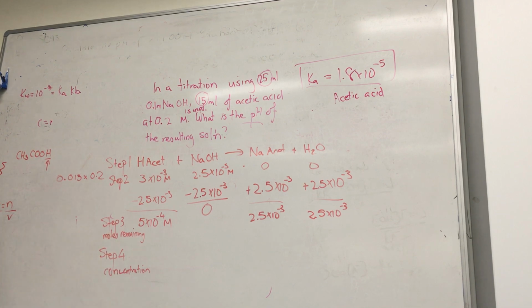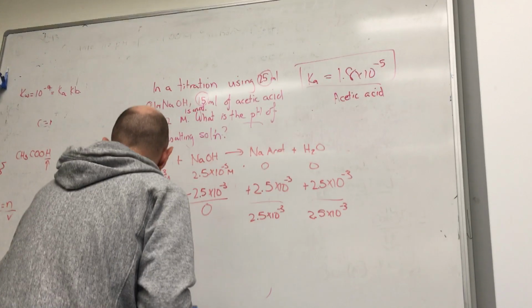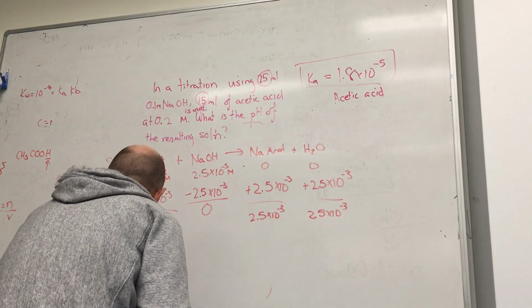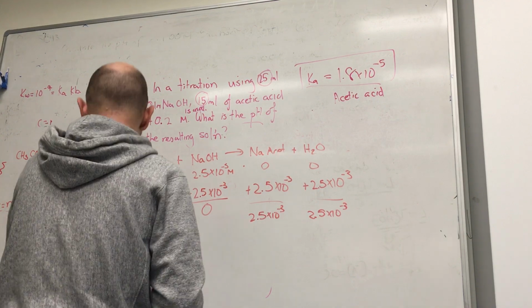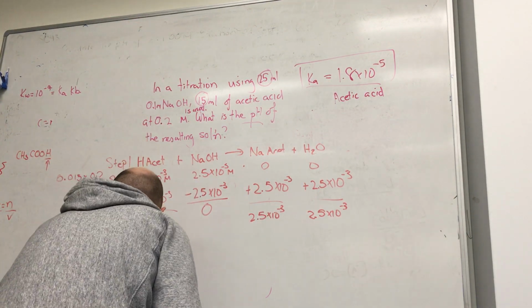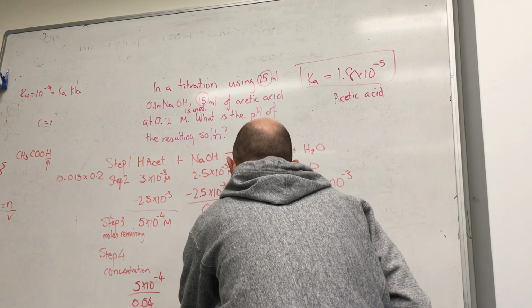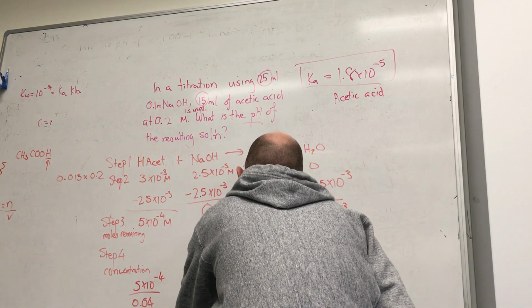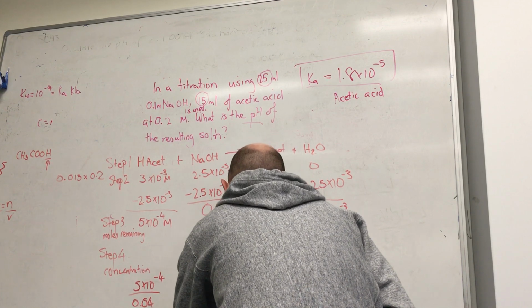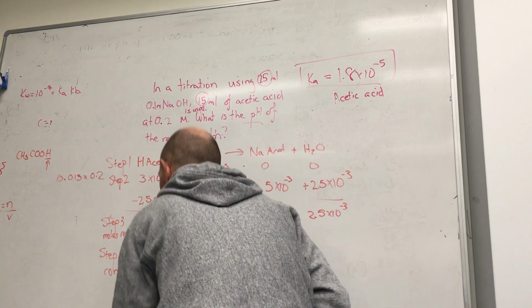What's our volume going to be in our reaction vessel? The total volume. Is that 40 mL? Yeah, 40 mL. It's our total volume. So then our concentration is equal to 5.45 times 10 to the minus 4 over 0.04, and the concentration of sodium acetate will be 2.5 times 10 to the minus 3 over 0.04. So there are our concentrations.